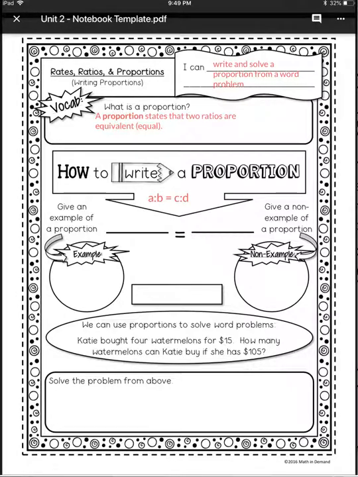To write a proportion, we could show A is to B as C is to D by putting a colon in between the A and the B and the C and the D. We can also write these as fractions. We can write A over B is to C over D.